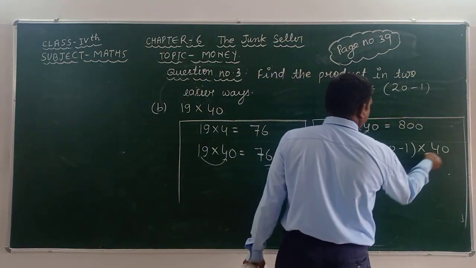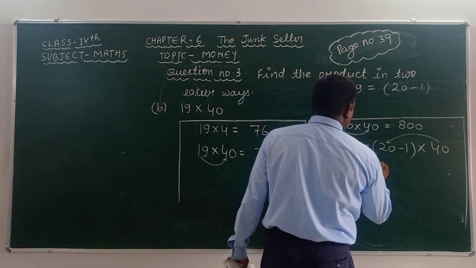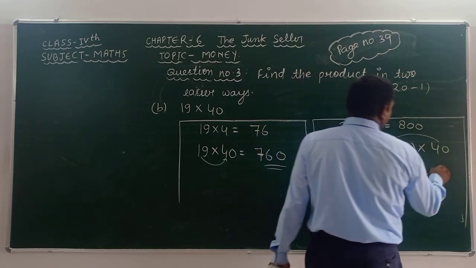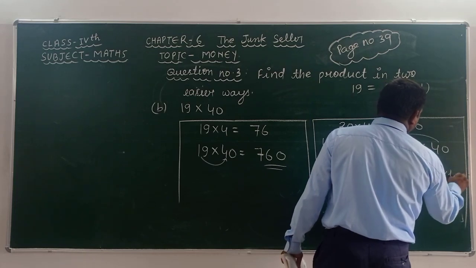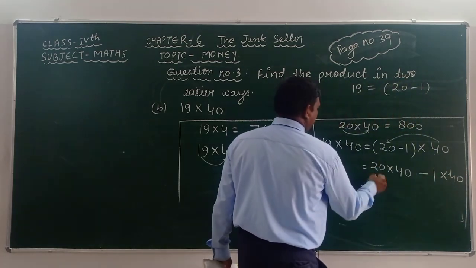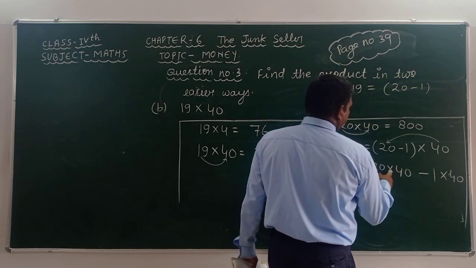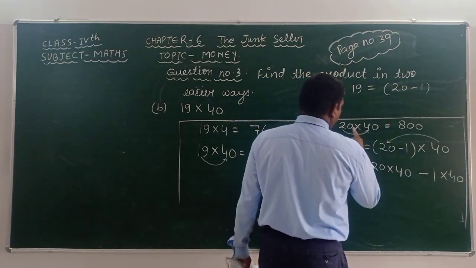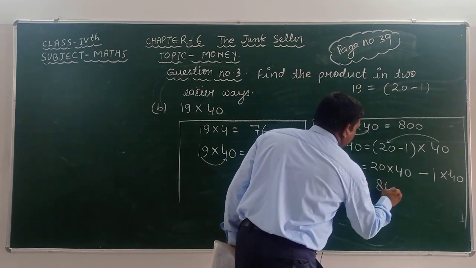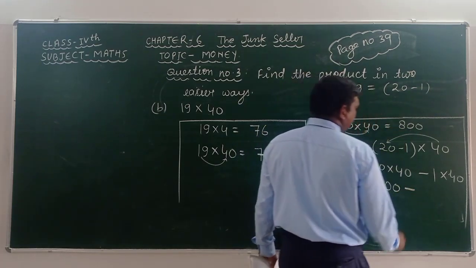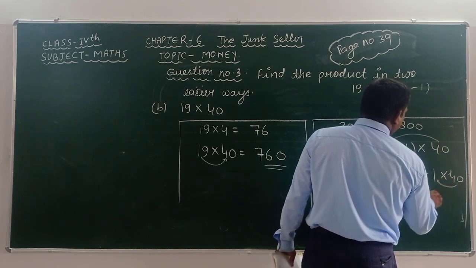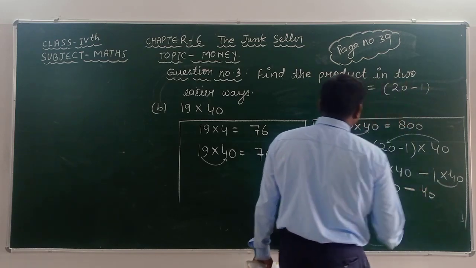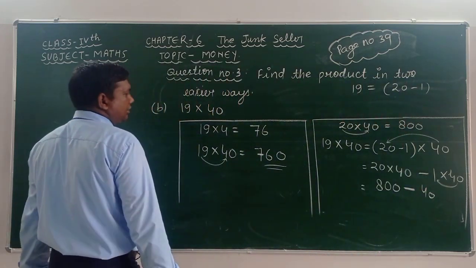After multiplying these, we get 20 into 40 minus 1 into 40. After multiplying these, here we get 20 into 40 is equal to 800. Therefore, here we can write 800 minus 1 into 40, that is 40. Okay. After subtracting these, here we get the answer of this question.